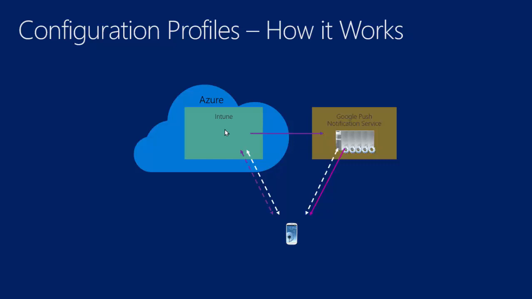So the way this works is when Intune has configurations that are assigned to a group of Android devices, for example, in this case, then Intune will say, look, these are assigned. These devices need to have this configuration applied to them.